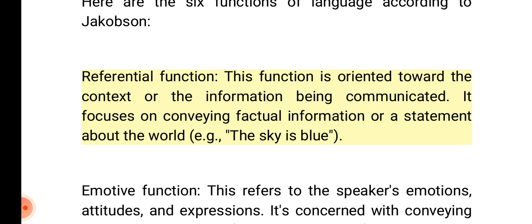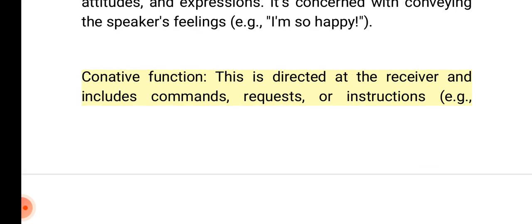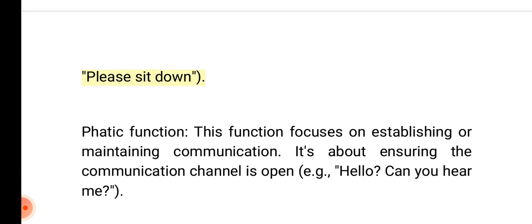Referential function. This function is oriented toward the context or the information being communicated. It focuses on conveying factual information or a statement about the world, e.g., the sky is blue. Emotive function. This refers to the speaker's emotions, attitudes, and expressions. It's concerned with conveying the speaker's feelings, e.g., I'm so happy. Conative function. This is directed at the receiver and includes commands, requests, or instructions, e.g., please sit down.